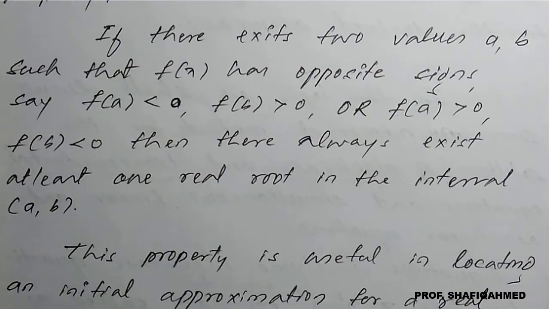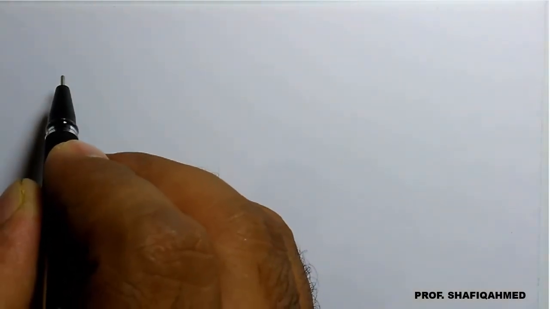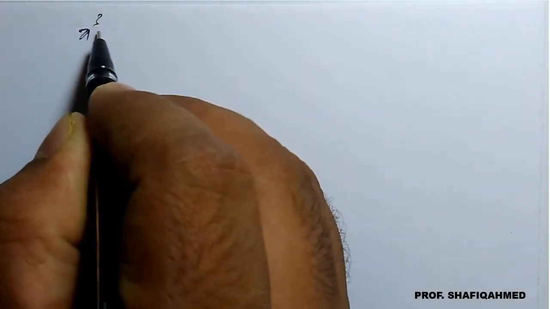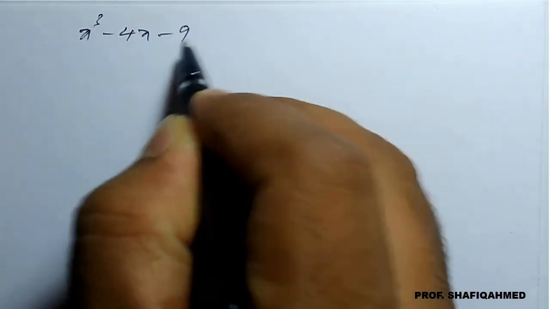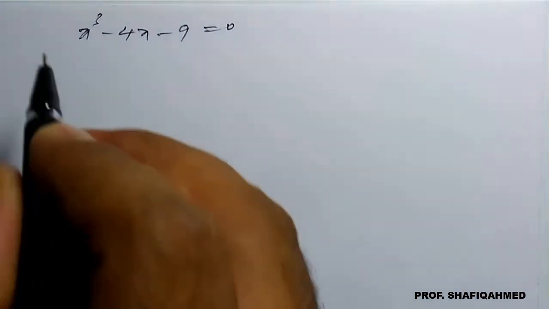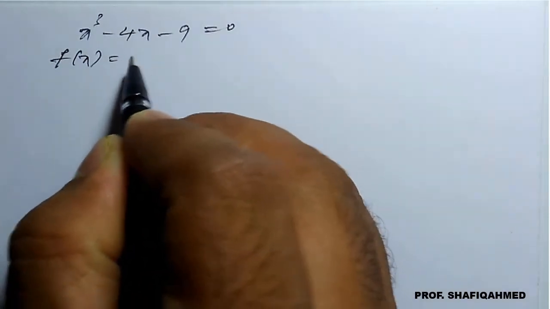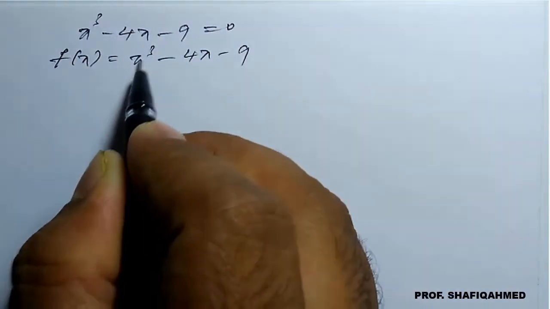I will show an example to demonstrate that condition. I will take the example x cube minus 4x minus 9 equal to 0. Consider this equation. Now I consider f of x equal to x cube minus 4x minus 9. This is my equation now.